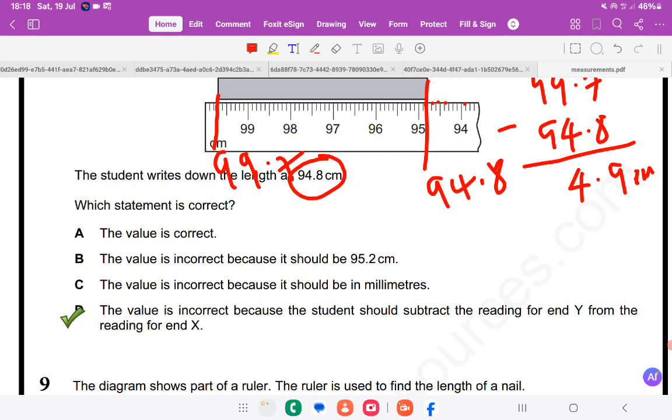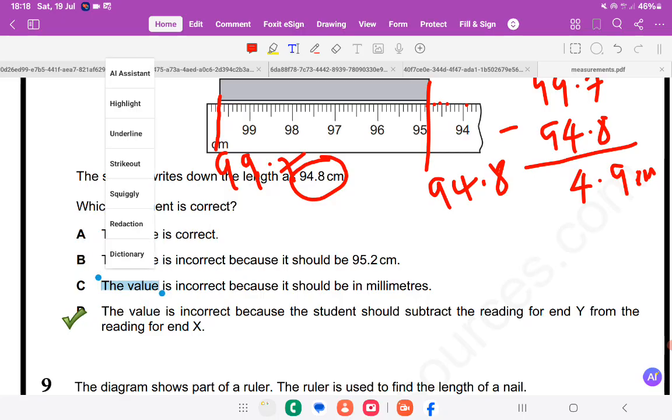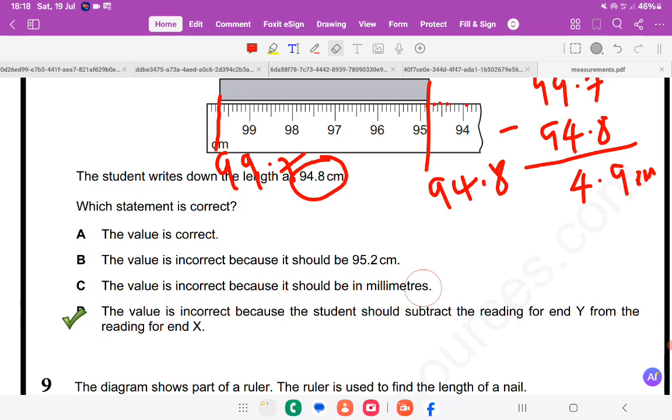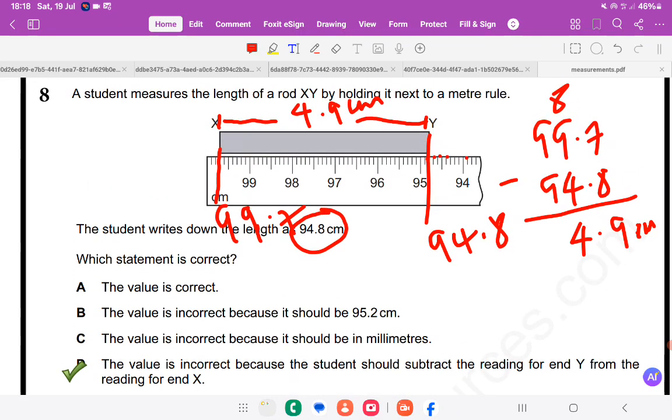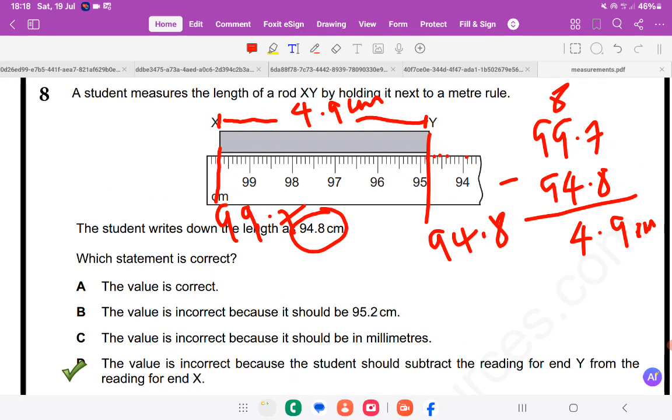C is saying the value is incorrect because it should be in millimeters. No, even if you put 94.8 in millimeters, it is going to be 948 millimeters, which is again wrong. The correct answer in millimeters should be 49. Just multiply by 10. So it's not C either.